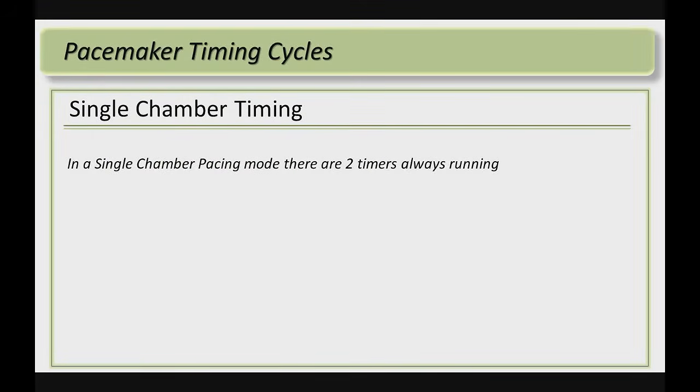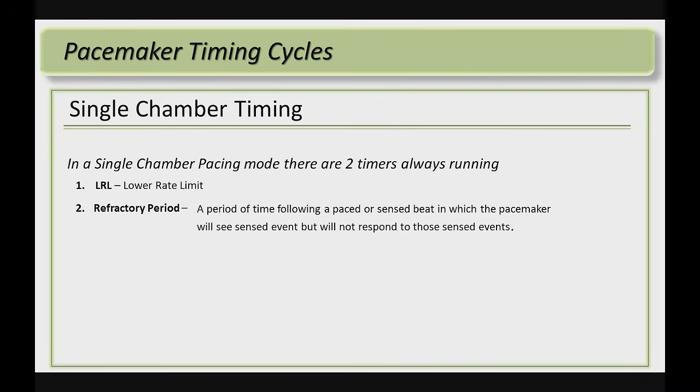In a single chamber pacing mode, there are always two timers running: the lower rate limit and the refractory period. The refractory period is a period of time following a paced or sensed beat in which the pacemaker will see a sensed event but will not respond to those sensed events. So why wouldn't we want to respond to a sensed event? The answer is, not all sensed events are real physiologic events.